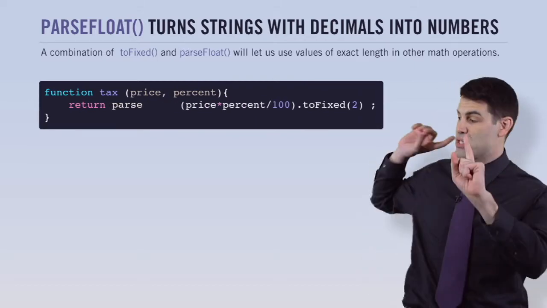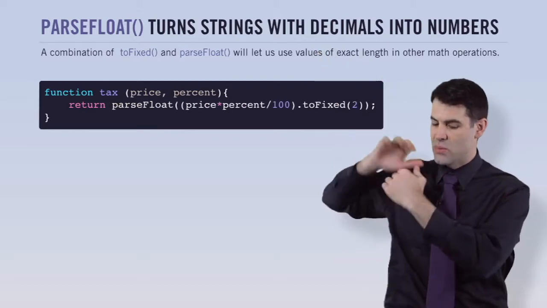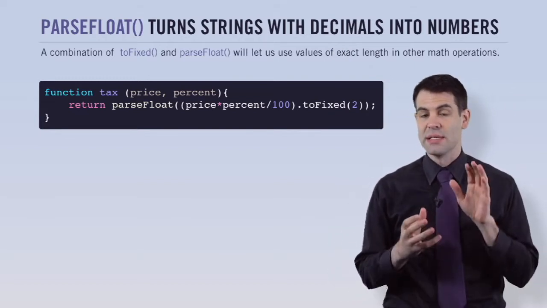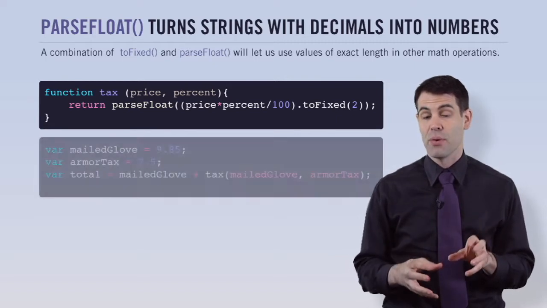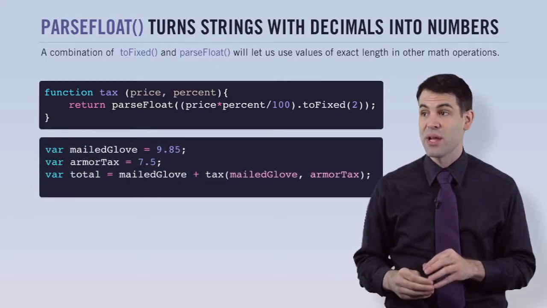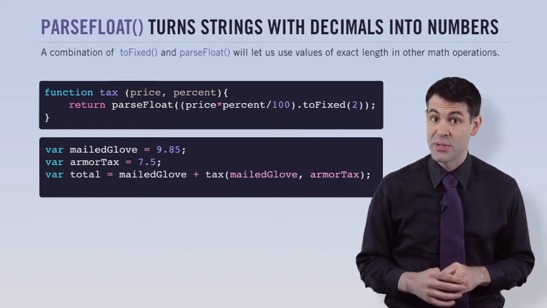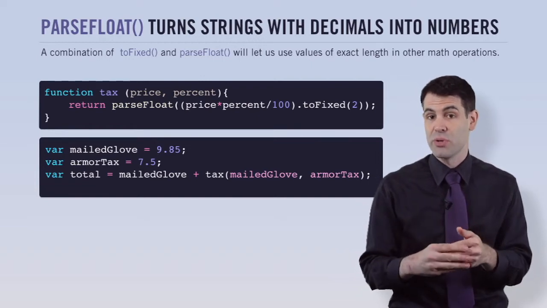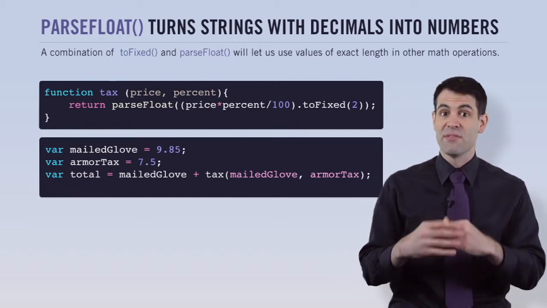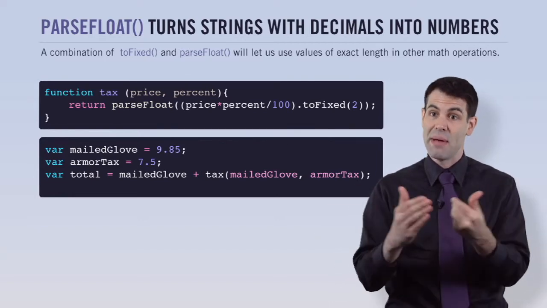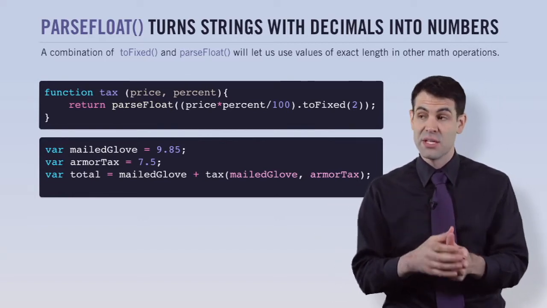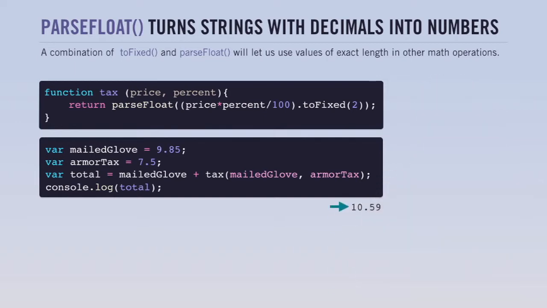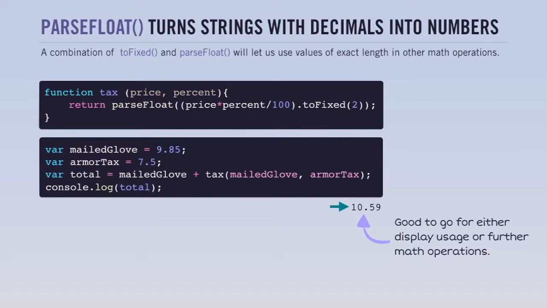So you can see I've added a parseFloat around my mathematics as well as my toFixed. What that's going to do is return an actual decimal value back from the tax function. So now when I pass in 9.85 and 7.5, I'm going to get 0.74 the number, instead of 0.74 the string. That makes it very usable in the addition math that I've got going with my total. So when I log that out, I'm going to get 10.59 in money. And now we're good for display or other usage inside of totals.